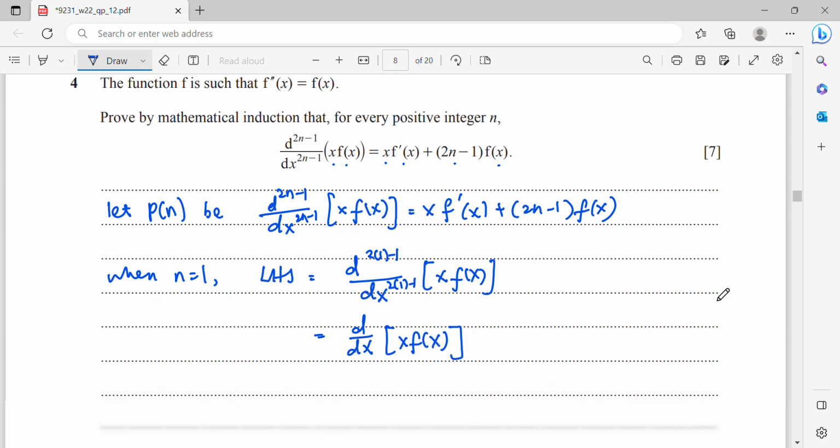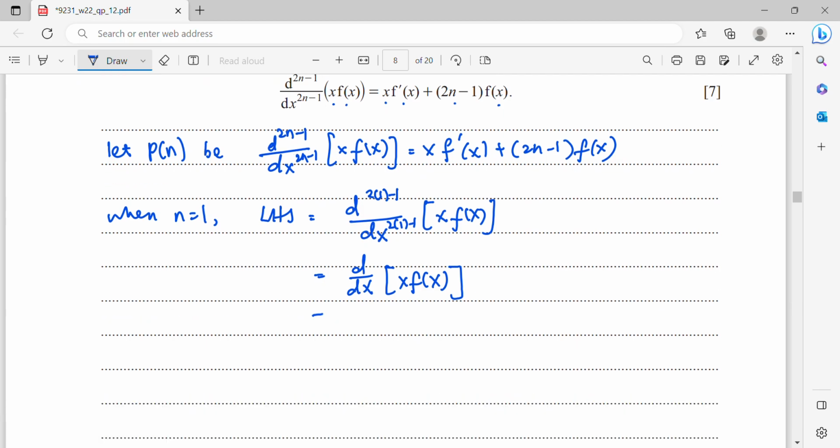So to differentiate this, we need to apply the product rule. Keep the x, differentiate f(x), which is f'(x), plus keep the f(x), differentiate x is 1. Okay, this is what we get.